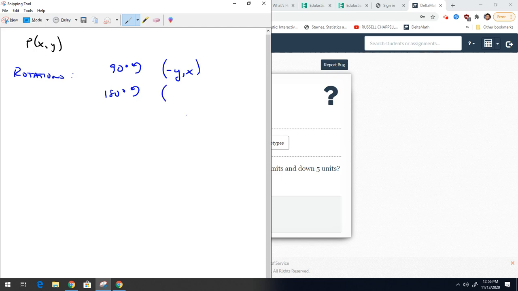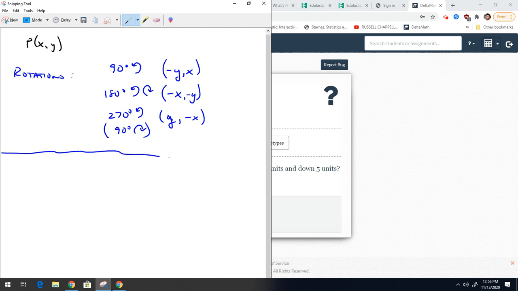When you go 180 degrees counterclockwise, the x and y now switch back. So they switch at 90 degrees, now they switch back, but they're both opposite: opposite of x, opposite of y. And when you go 270 counterclockwise, now your x and y switch, but now the second coordinate is different. So y, opposite of x. And again, remember that 270 counterclockwise is the same as 90 degrees clockwise. So remember that. And for 180, you can go counterclockwise or clockwise and you get in the same place.